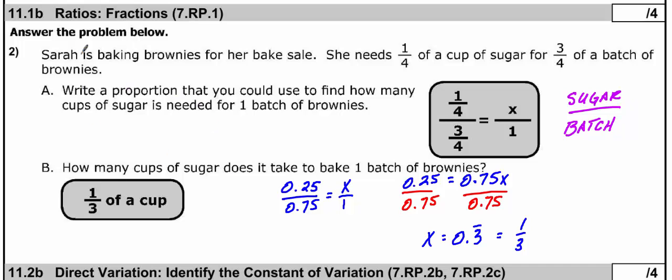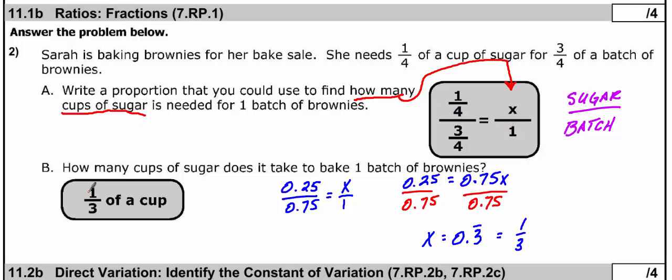The unknown, let me circle the unknown here. How many cups of sugar? Should be are needed, by the way. This was written by a math teacher, apparently. How many cups of sugar? That is the unknown. That's the x. So we set up the original ratio. 1/4 to 3/4 is x to 1, because we're making 1 batch now.